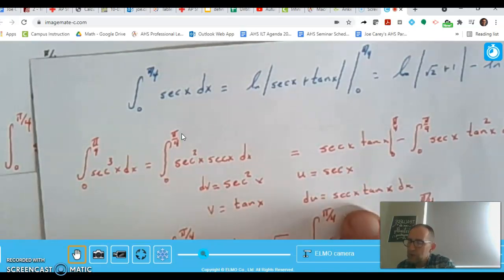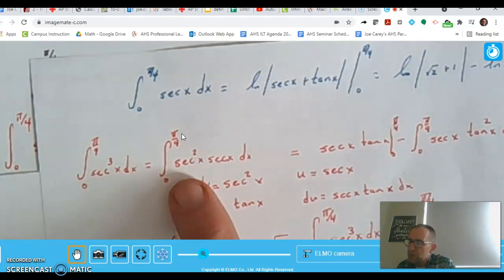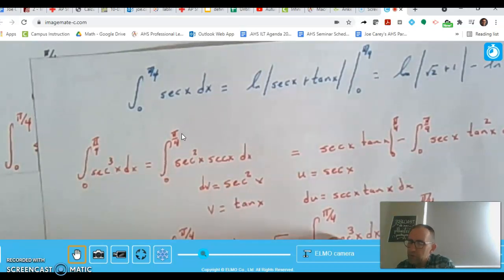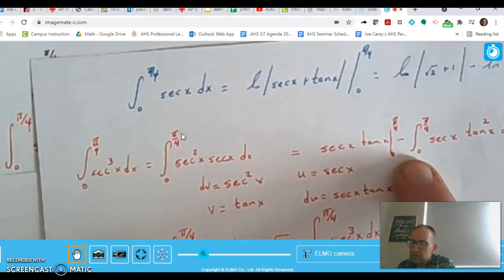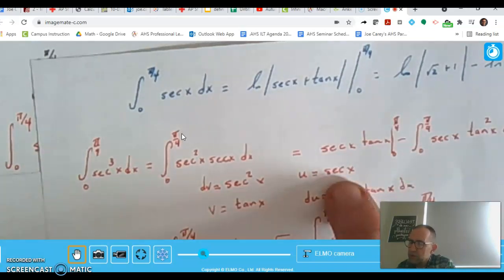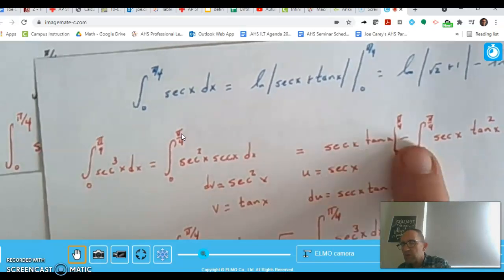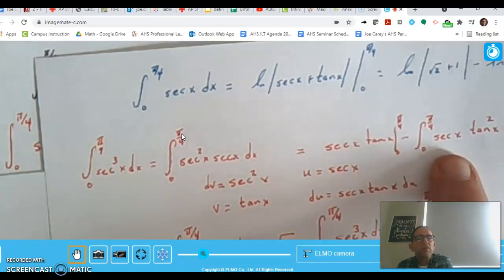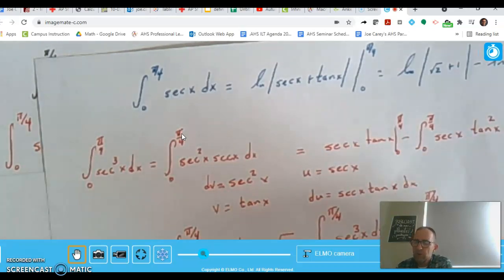We can differentiate secant. So what we're going to end up with when we integrate secant cubed from 0 to pi over 4 is u times v minus the integral of v du. So u and v would be secant and tangent. We can plug in the pi over 4 and the 0 and subtract the difference of those two things. And then we can subtract the integral of secant times tangent squared dx.